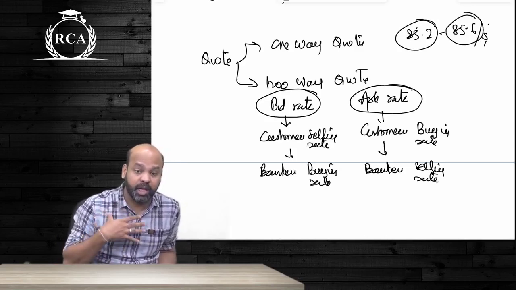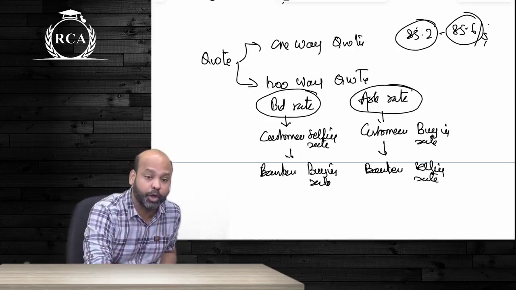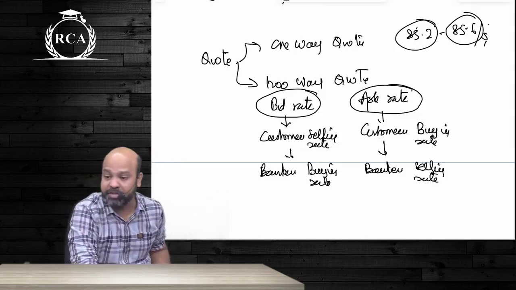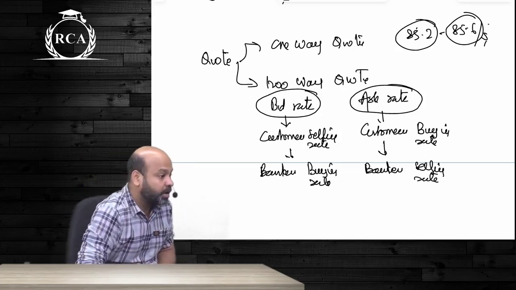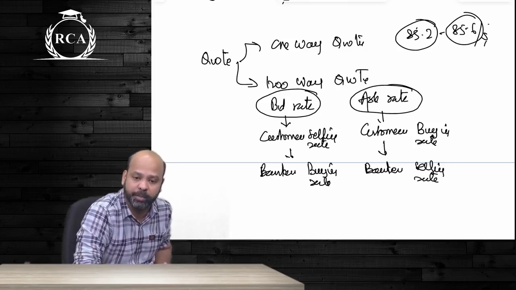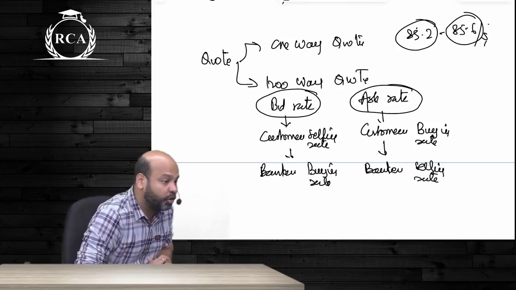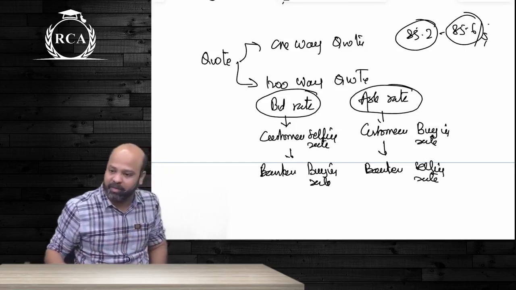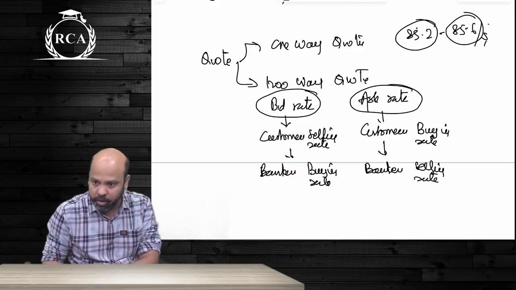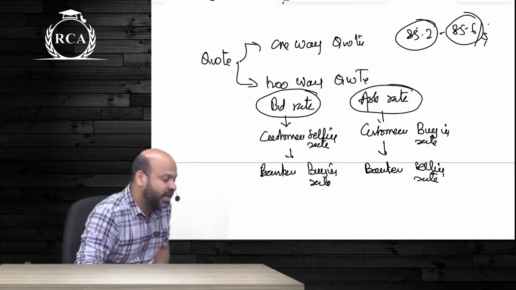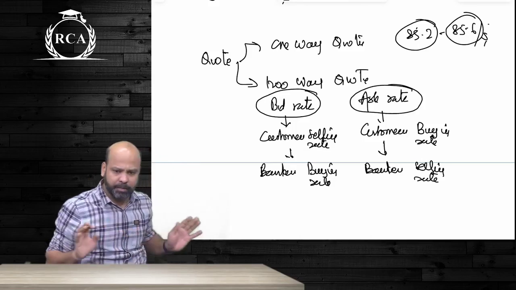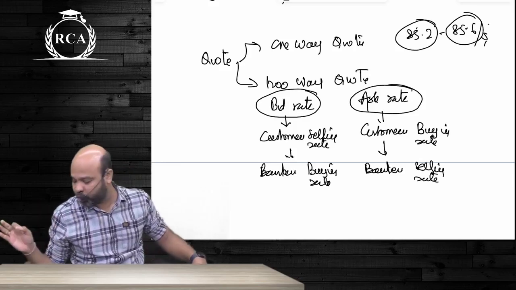But we always think from the viewpoint of the customer, not the banker. So from the viewpoint of the customer, remember, the customer will always buy at a higher price and will always be able to sell at a lower price. Basically, a customer will always lose on account of immediate buying and selling. If you buy and sell without any time gap, you are supposed to lose. So the bid rate is the customer's selling rate, and the ask rate is the customer's buying rate.